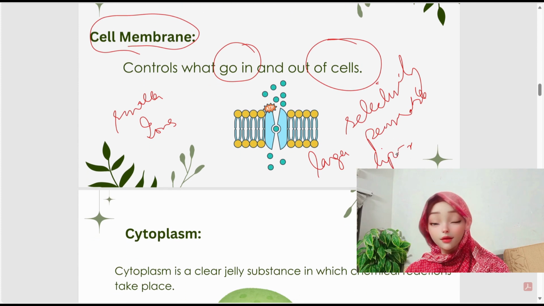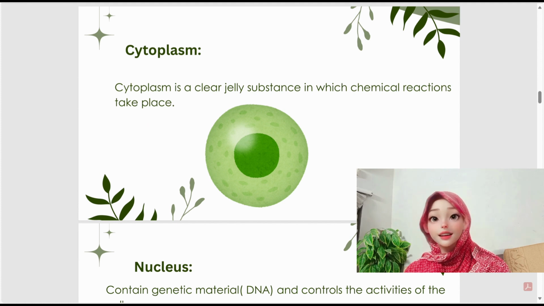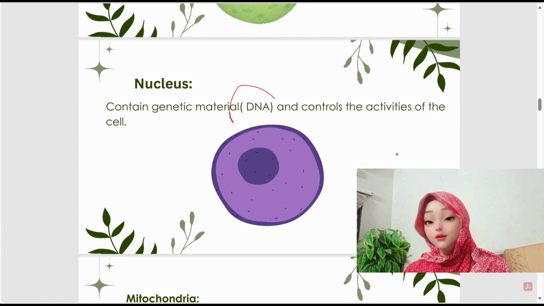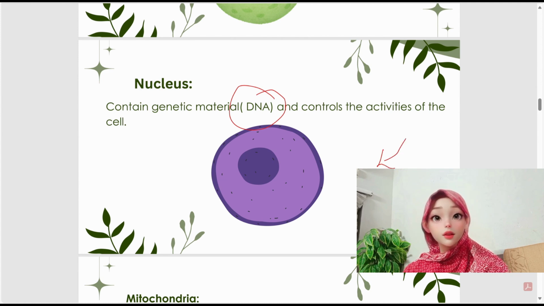Next is the cytoplasm. Cytoplasm is a clear, jelly-like substance in which chemical reactions take place. Here is the nucleus. The nucleus contains the genetic material, the DNA. That's why the nucleus controls all activities of the cell. For instance, for protein formation, all the information is present in the nucleus in the form of DNA.